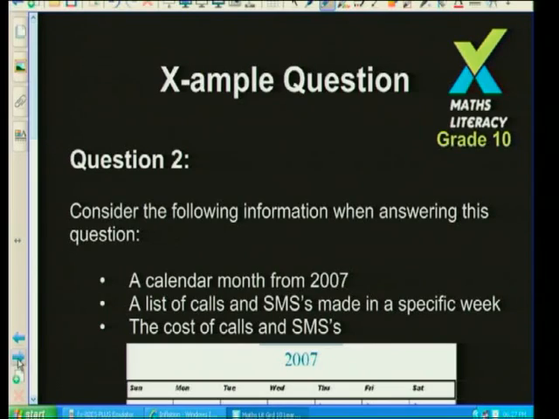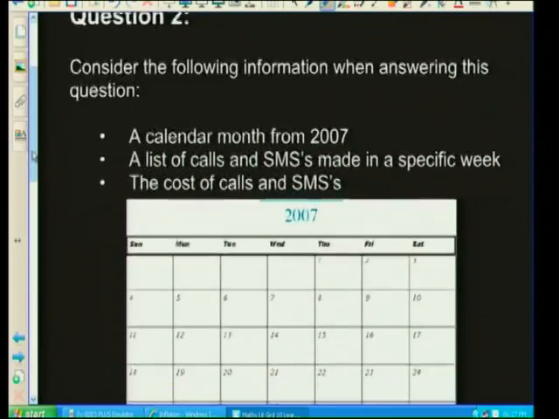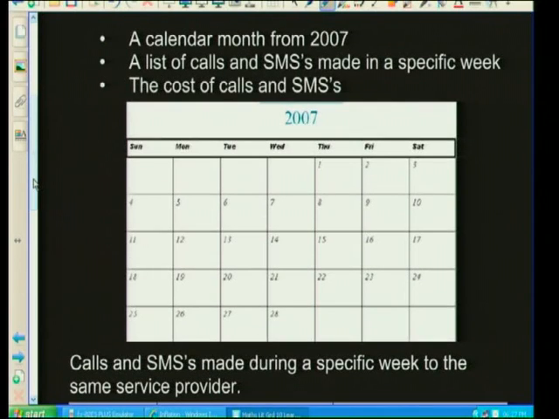Let's have a look at another example. Over here, I was saying this. I have a calendar month from the year 2007. I've also got a list of calls and SMSs made in a specific week. And I'm also going to show you the cost of calls and SMSs. So let's have a look at all that.